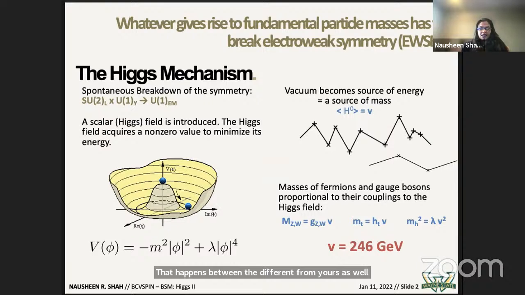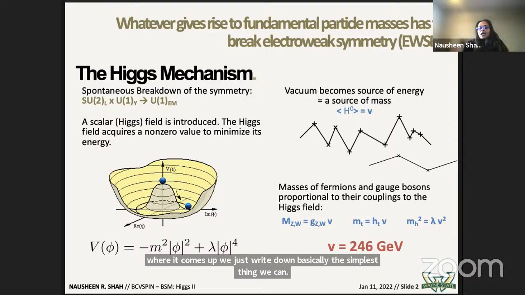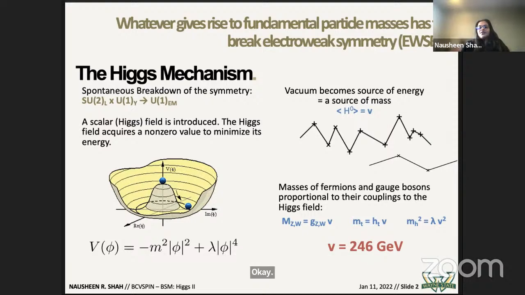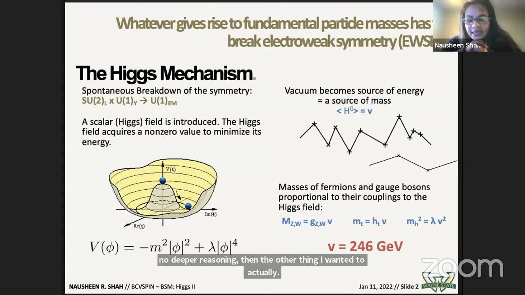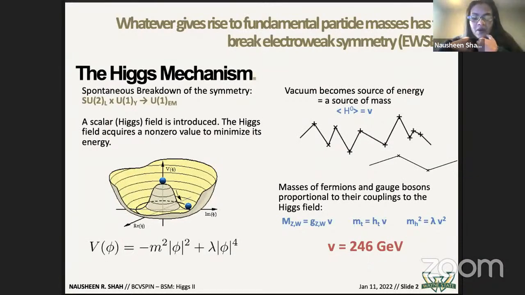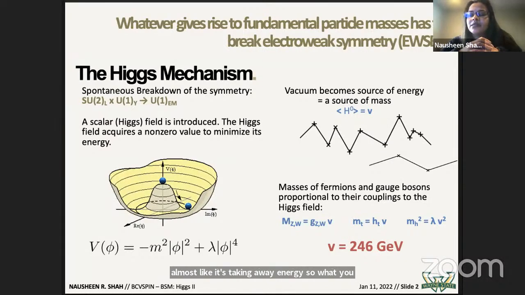As was asked in one of the questions, the potential for the Higgs that we write down in the standard model, we don't actually know where it comes from. We just write down basically the simplest thing we can, okay? There's no deeper reasoning than that. The other thing I wanted to stress is that when we talk about the Higgs vacuum expectation value, which then gives mass to the particles, it's kind of a weird thing in the sense that it's almost like it's taking away energy. So what you should think about the Higgs field is something more like water, okay?